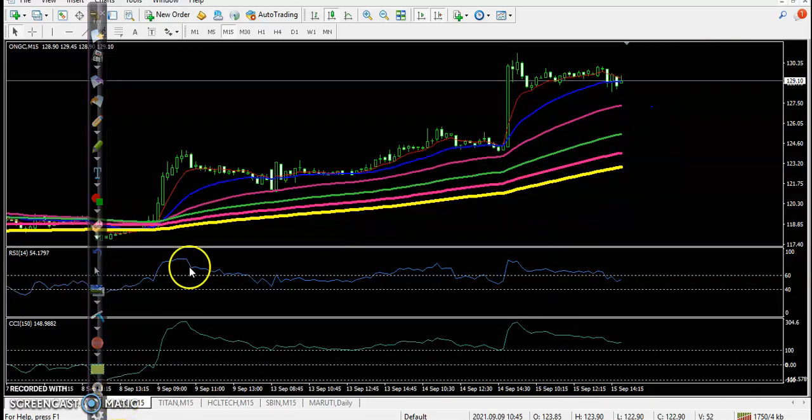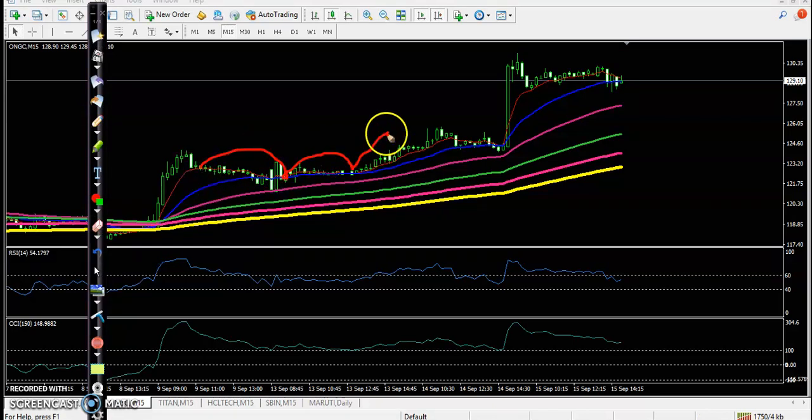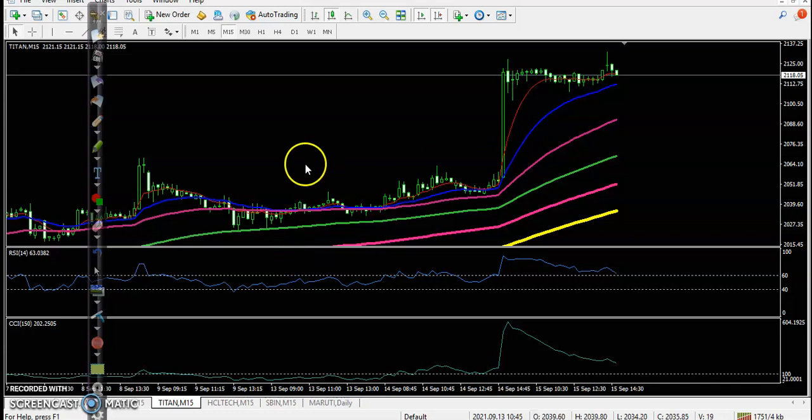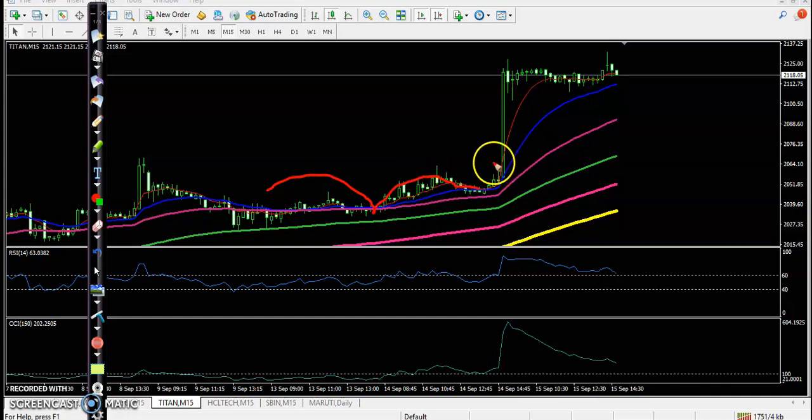And the next one, ONGC, but there was no trade opportunity. We were expecting that price would bounce from the moving average 20, but finally price opened and suddenly went up within 15 minutes. So we were not able to enter this market because this candle is too big. Another stock was Titan. Same condition here, price is bouncing off a specific moving average. We were looking for a buy, but this candle is too far from the moving averages, so we avoid entering. Next is the stock where we placed an entry.